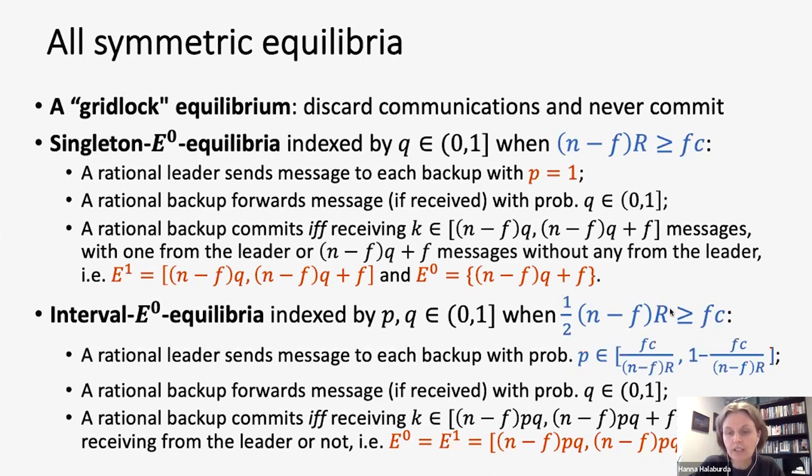So in order to get an equilibrium where the leader sends a message with probability less than one, we actually need to pay the nodes more for achieving equilibrium. What is even more interesting is that if we want this probability to be either a very low number or a very high number, we need to further increase R. So if we want to have an equilibrium where the leader sends the message with probability 0.99, this is going to require a very high reward in order to incentivize the nodes to commit.